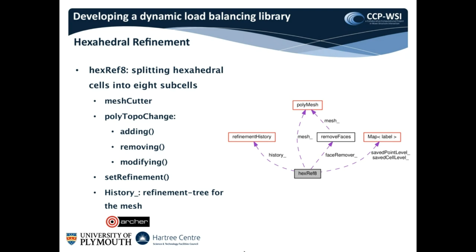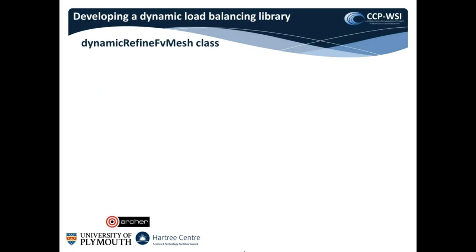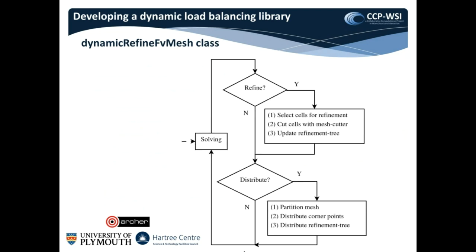Now just to give you an idea of how the dynamic refine FV mesh works, I have basically already described quite a bit. You can see there are two processes. If you refine, you have to select cells for refinement. You know where you refine, and there is a criterion you can change. Once you have decided which cells to refine, you can cut cells with the mesh cutter, and then you can update the refinement tree for later operations.